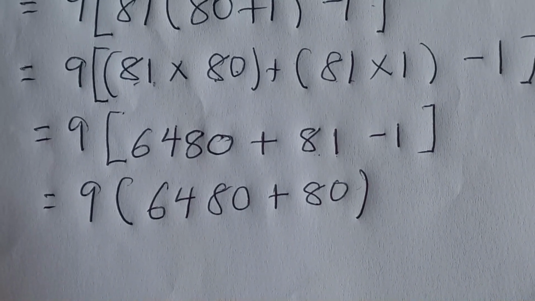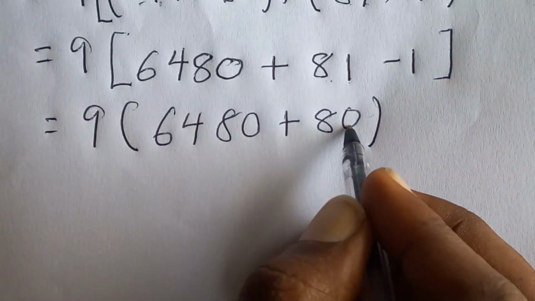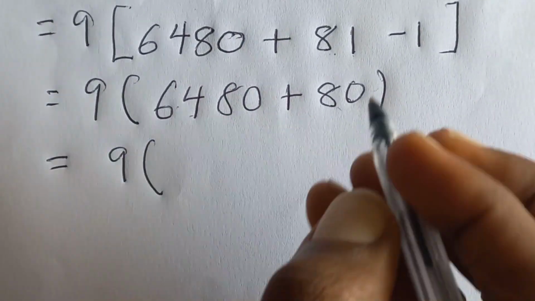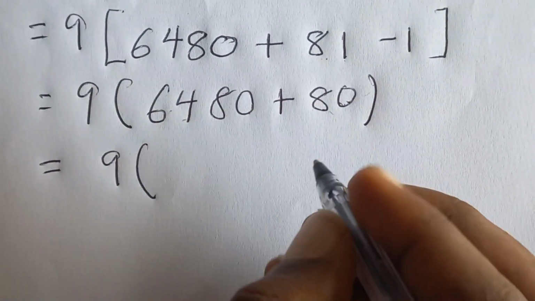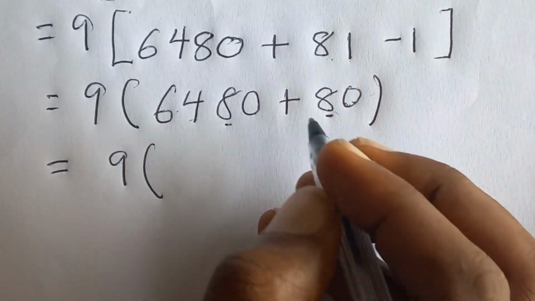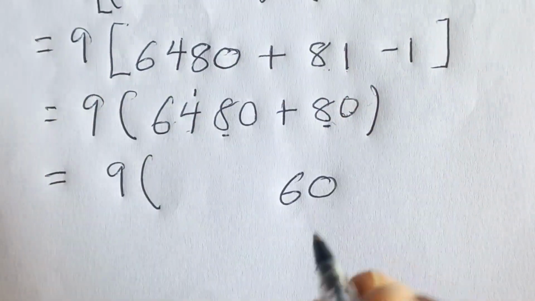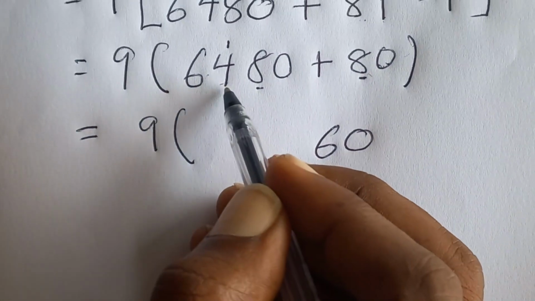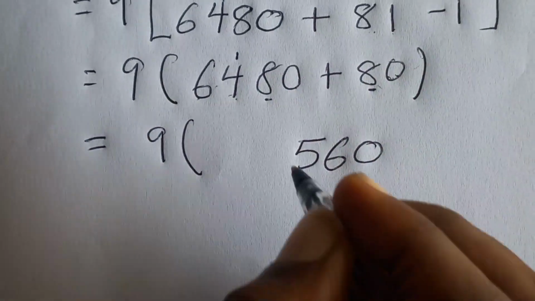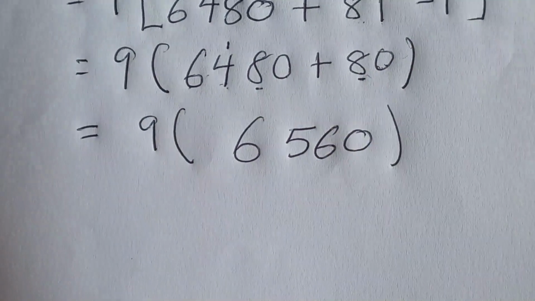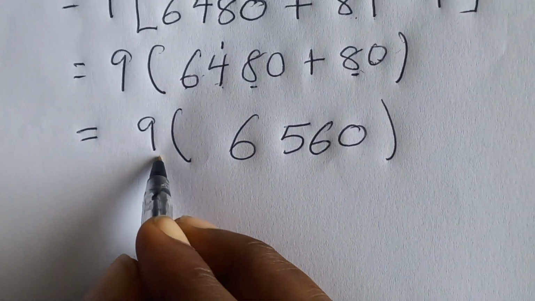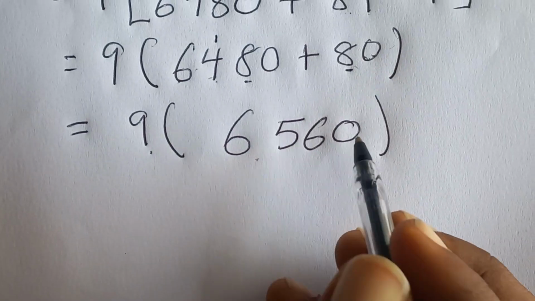Now let us try to add the bracket first. 0 plus 0, we are getting 0. 8 plus 8 is 16. So 6, remainder of 1. So now 4 plus 1, which is 5. Then our 6. So what is left for us to do is we are supposed to multiply this 9 by 6,560.